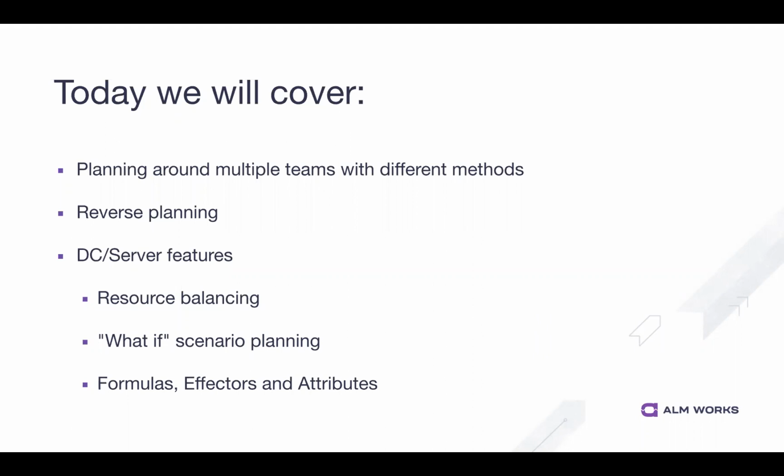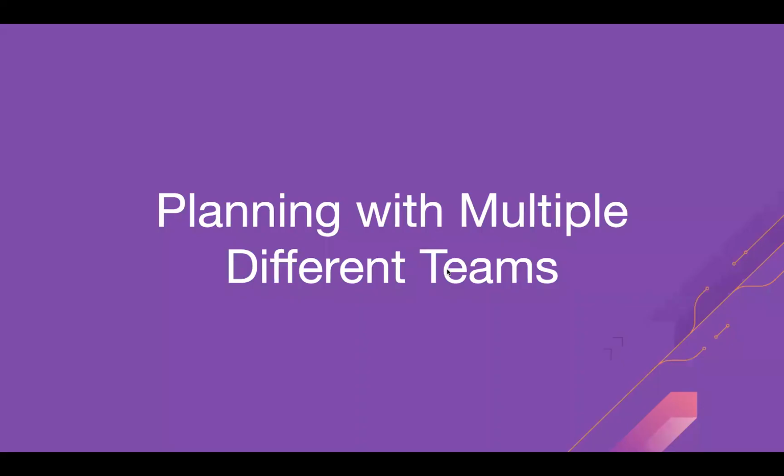And then we'll get really deep into the DC features, resource balancing when we've got a lot of resources that are overloaded, getting into that what-if scenario planning without actually making changes. And then definitely my favorite, formulas, effectors, and attributes. There are a lot of really cool things that we can do with that. And no worries if you've never heard of any of those things. I will explain all of those in great detail. So first, let's talk about how we can plan with multiple different teams.